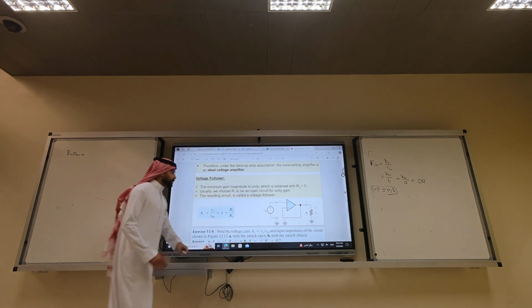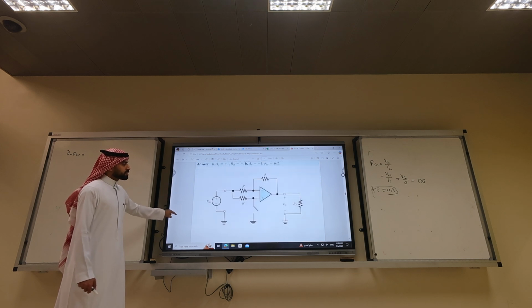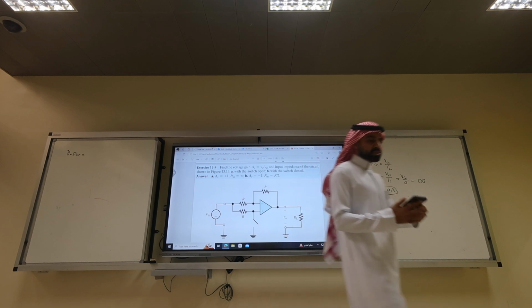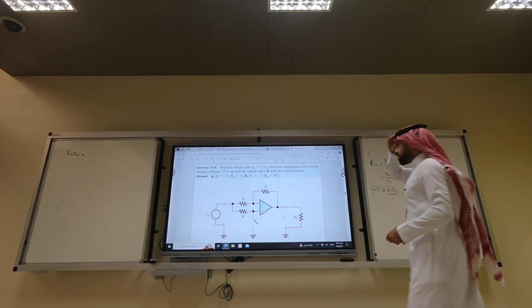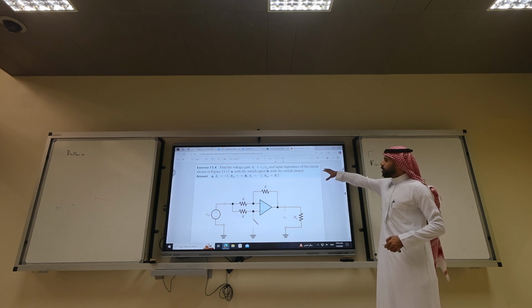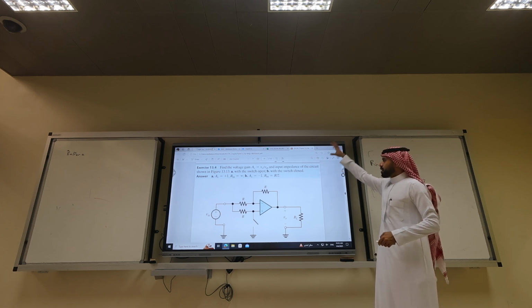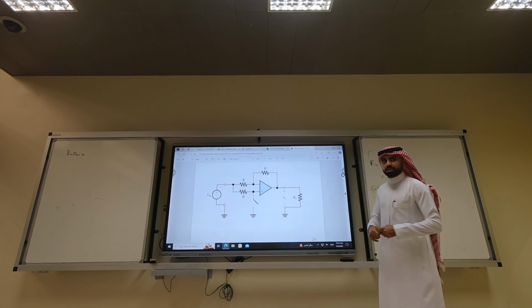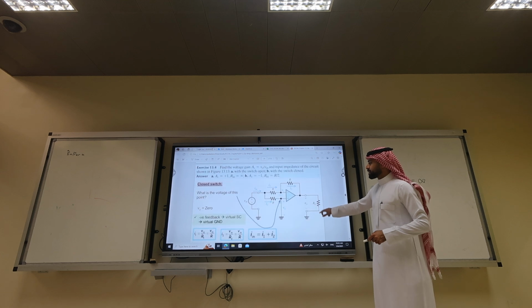Okay? 70% of electrical engineers don't know this circuit. We have 5 minutes to do the last example. Find the voltage gain and the input impedance of the circuit below with the switch open and with the switch closed. Let's do it when the switch is closed first.